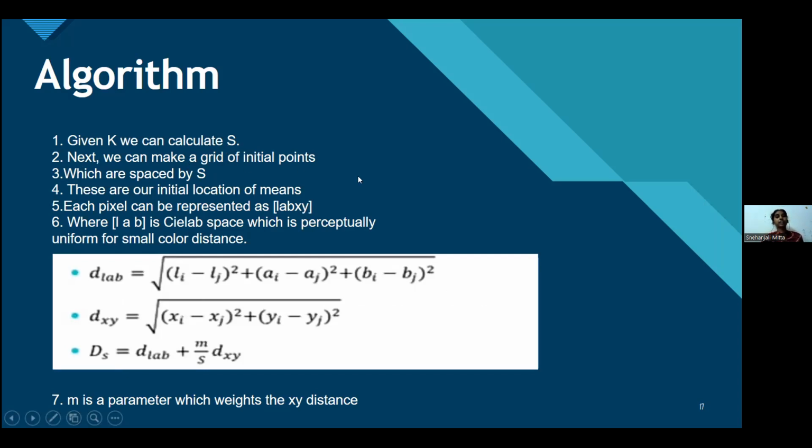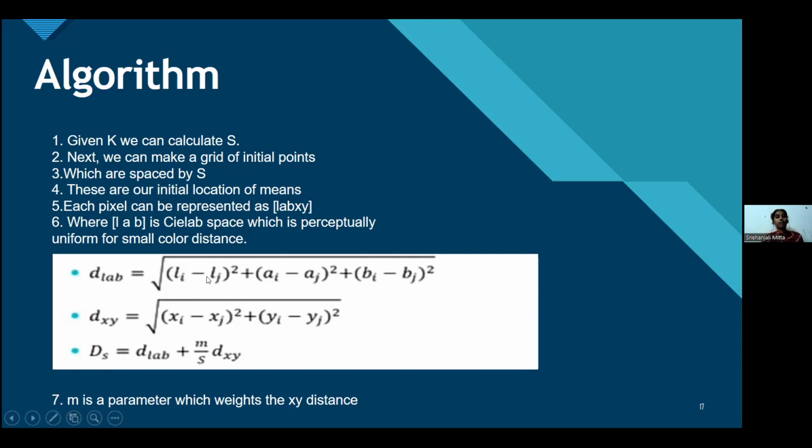Next, we can make a grid of initial points, which means the image can be sorted into grids spaced by S. These are our initial locations of means. Each pixel can be represented as lab XY, where lab is the CIELAB color space, which is perceptually uniform for the same color distance. These are the equivalent distance formulas used for this algorithm.